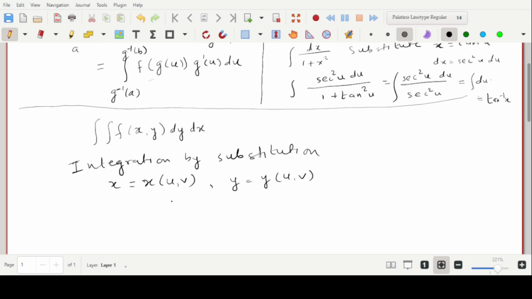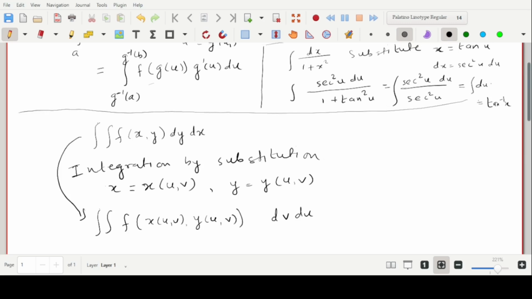Now this integral will be f of this, where x and y will be x of u, v and y of u, v, and also this dy dx should convert into dv du. But is that all?